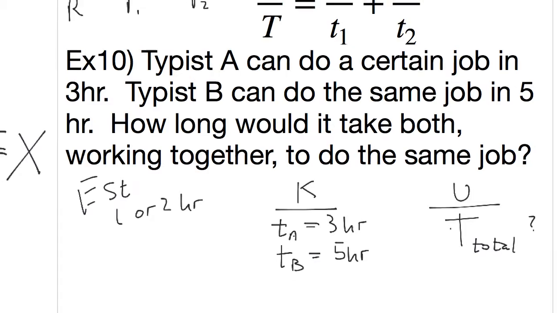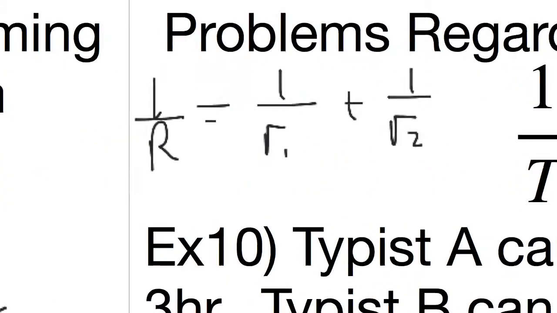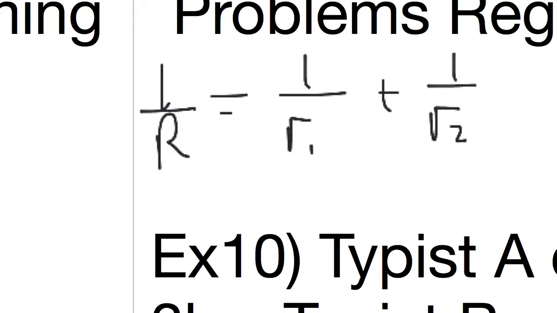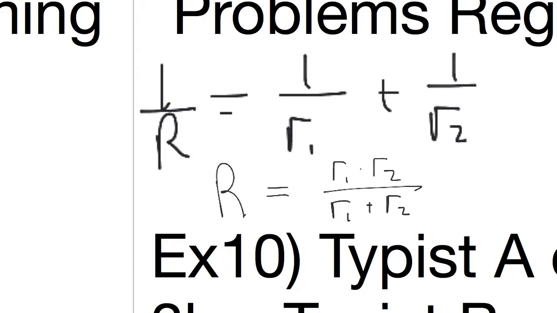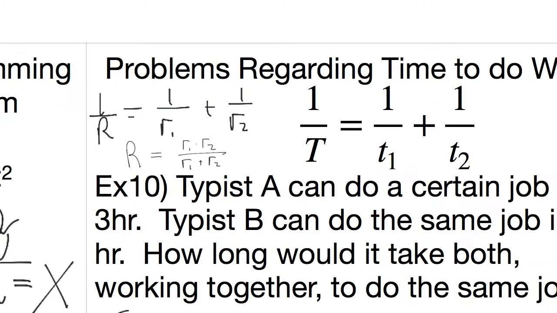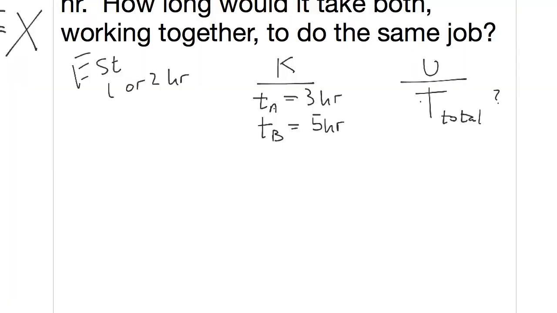And I don't know if you remember from the beginning of notes, but when we rearranged this, when we solved for R, we found out that R was equal to R1 times R2 over R1 plus R2. We're going to do the same thing here. We're going to say that this formula can be recombined in the same way.